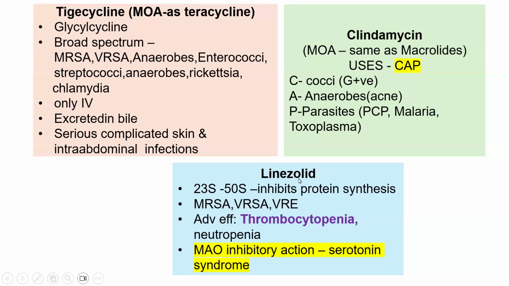Next is linezolid. Linezolid is also a protein synthesis inhibitor. The main point for linezolid is all the resistant cases: MRSA, VRSA, and vancomycin resistant enterococcus. All these infections it is used. Adverse effect is thrombocytopenia and neutropenia. Remember, thrombocytopenia is the major dose limiting side effect of linezolid. And it has MAO inhibitory action, causes serotonin syndrome.